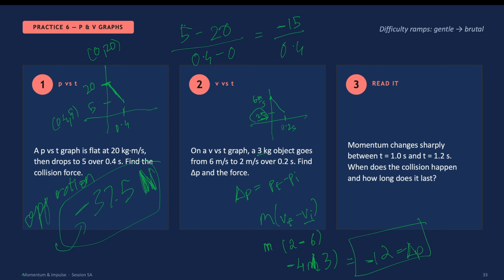Okay, makes good sense, right? That's it. And then the force here would just be delta P over delta T, right? Just from the momentum impulse equation. So negative 12 divided by how much time did this happen over? 0.2 seconds. So the force here would be about negative 60 newtons. Okay, so that's how this works. This is kg meter per second.